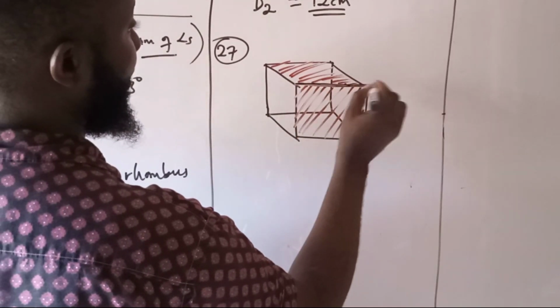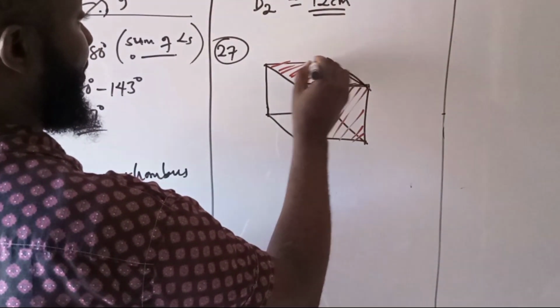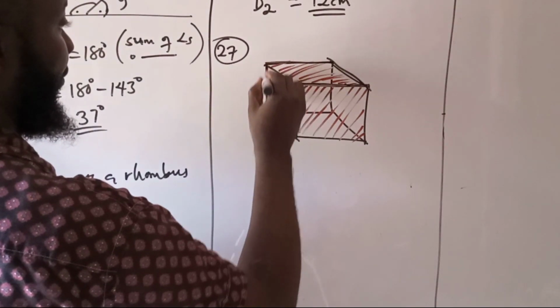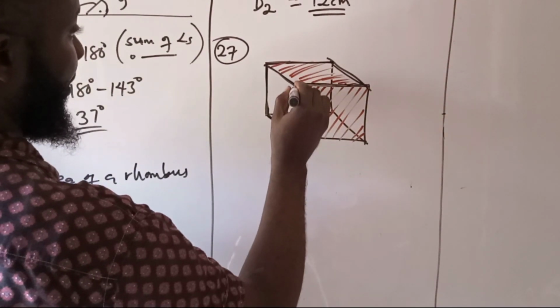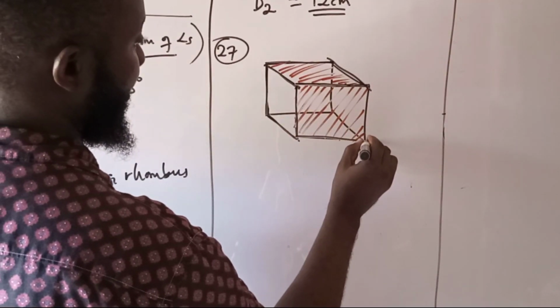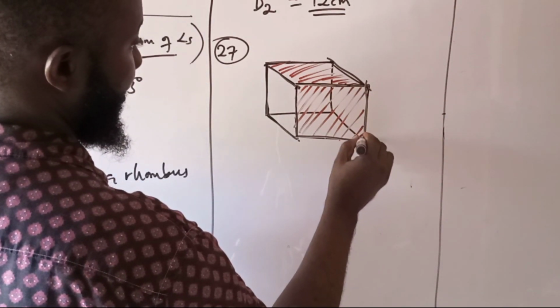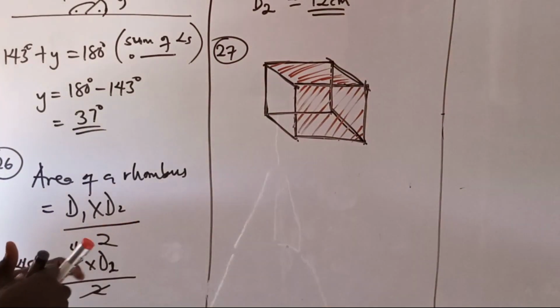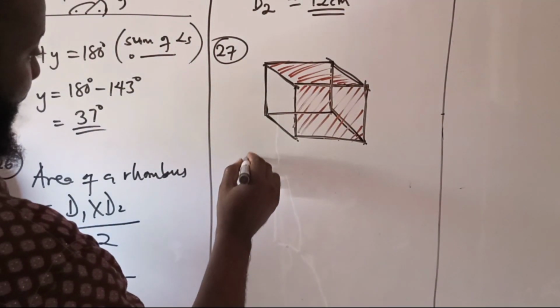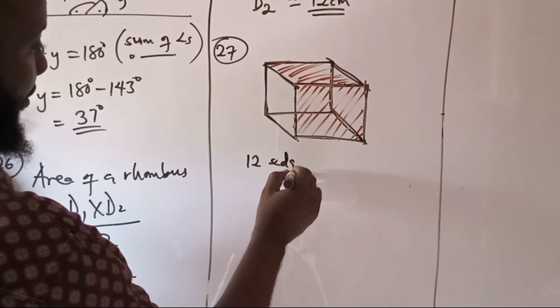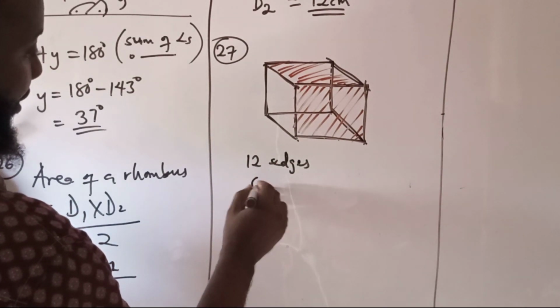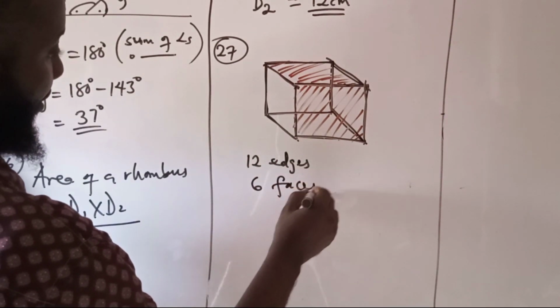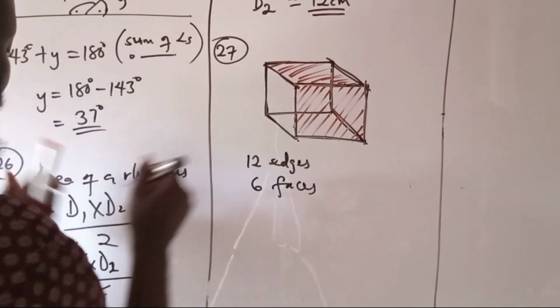So this is 1, this is 2, this is 3, 4, 5, 6, 7, 8, 9, 10, 11, and 12. So which means a cube has 12 edges, and 6 faces, and the vertex.